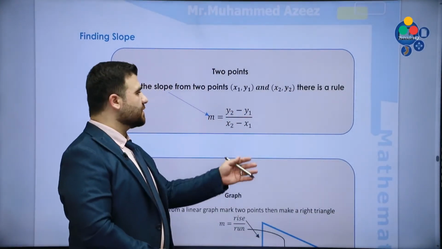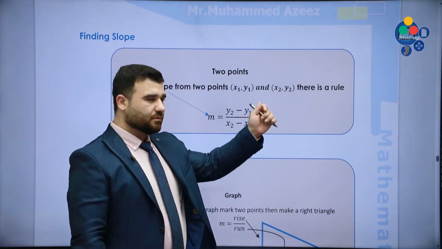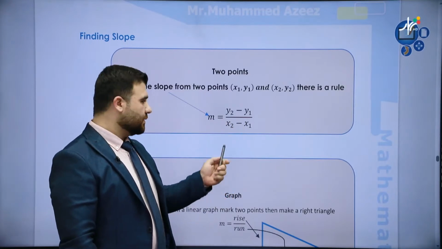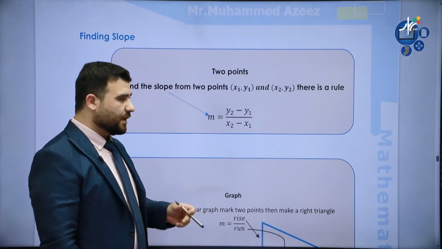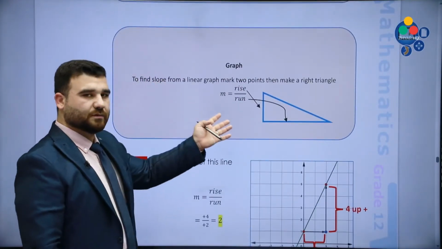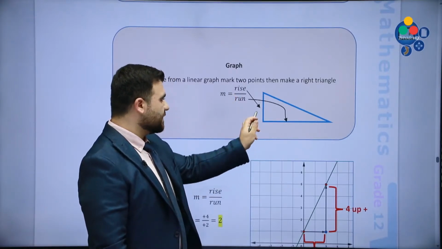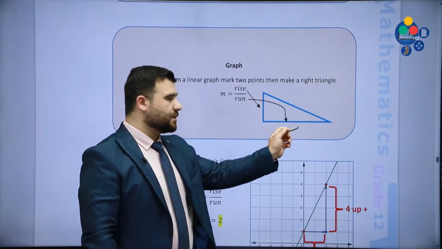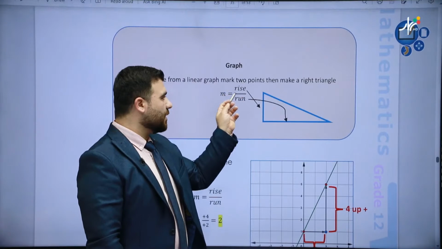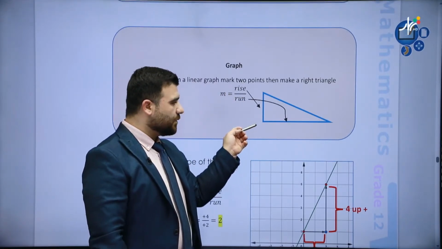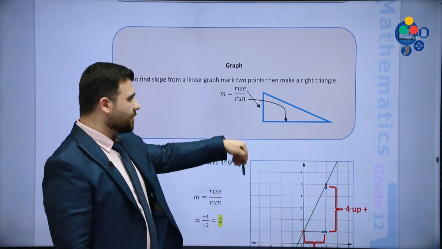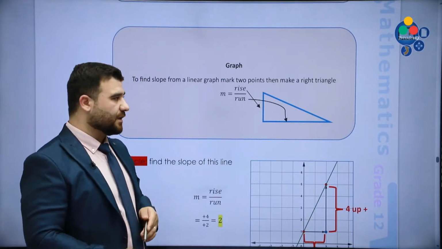The 2 points, we consider them as x1, y1, x2, y2. Then slope is y2 minus y1 over x2 minus x1. There's another way of finding slope: slope from graph or triangle. It's rise, meaning the vertical side, over run, which is the horizontal side. If the vertical side is going up, the rise part will be positive. If the horizontal part is going right, the denominator will be positive. If this goes left or this goes down, this makes the slope negative.